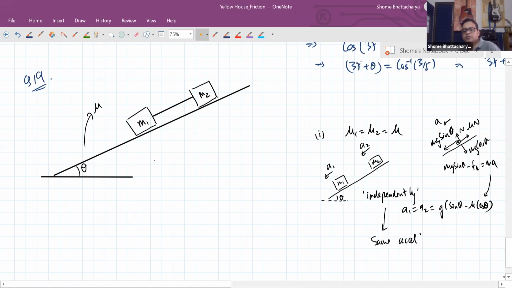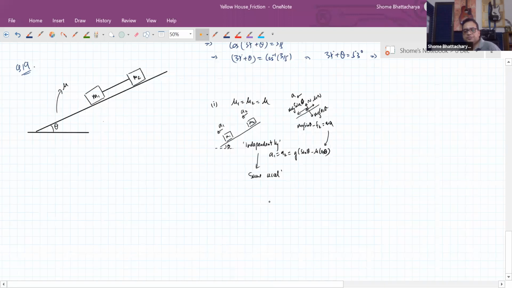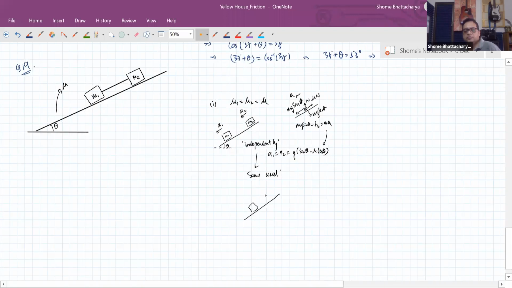So therefore, what we understand is that when connected by a rod, neither pushing nor pulling happens. They have a tendency to have the same acceleration. So the tension in the rod will be zero, and they will have a common acceleration of g into sine theta minus mu cos theta. So this question is done by this much. But we will do a second part of this question also.